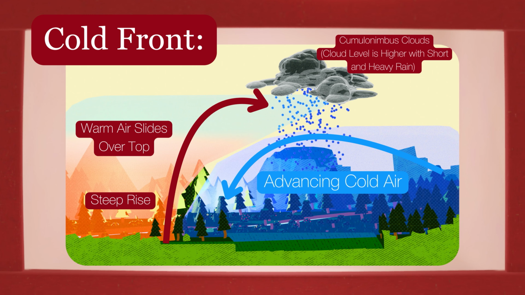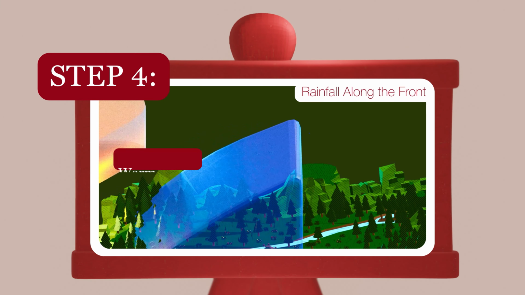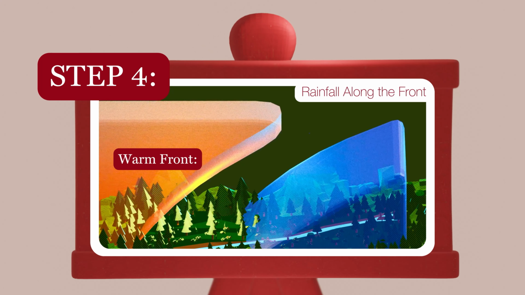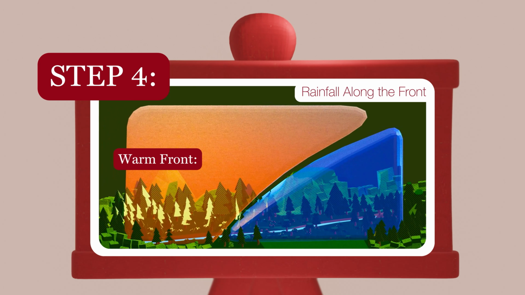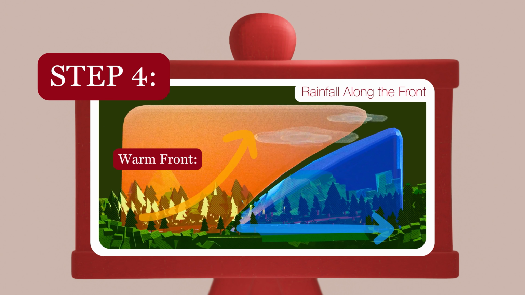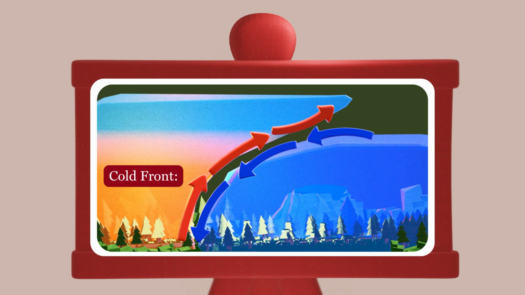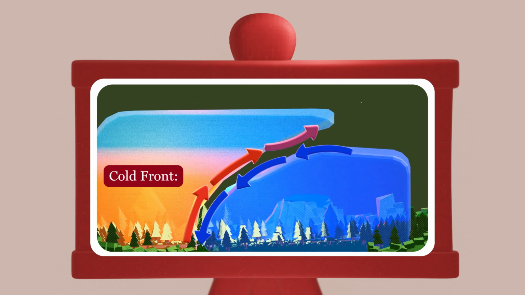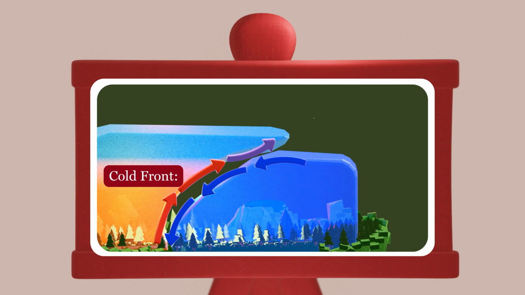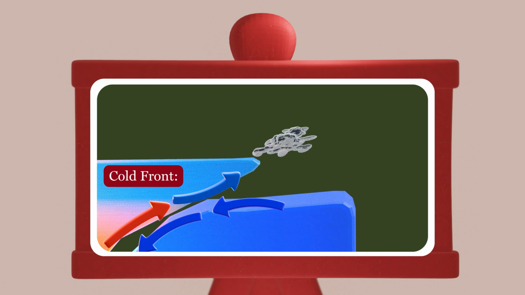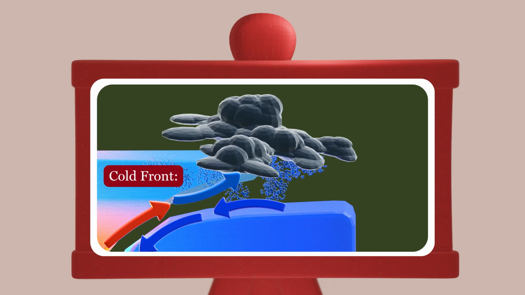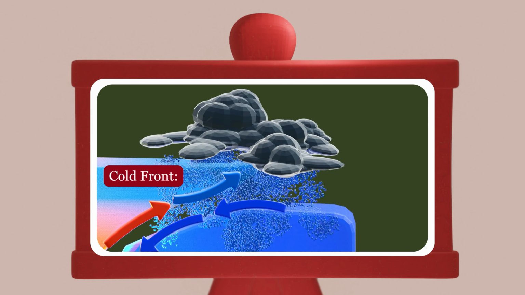At a warm front, where a warm air mass moves towards and over a retreating cold air mass, rainfall tends to be gentle and prolonged, as the air rises slower and covers a larger area. At a cold front, which is when cold air masses move towards and under a warm air mass, rainfall is usually heavier but shorter, as the warm air is forced to rise quickly over the top.